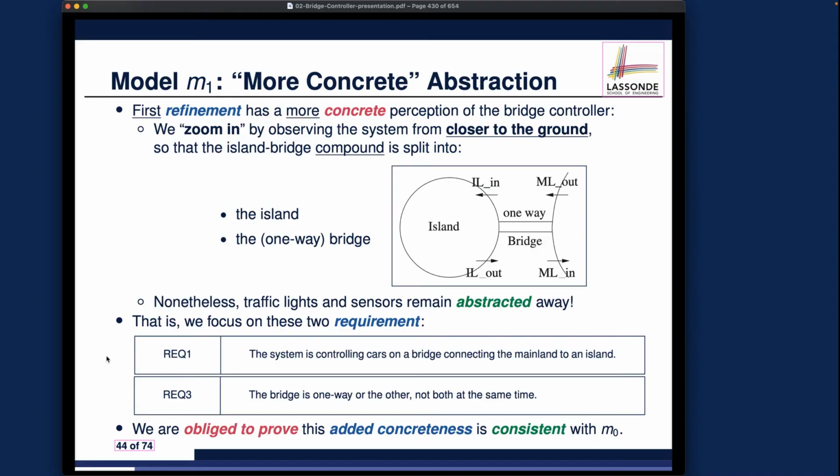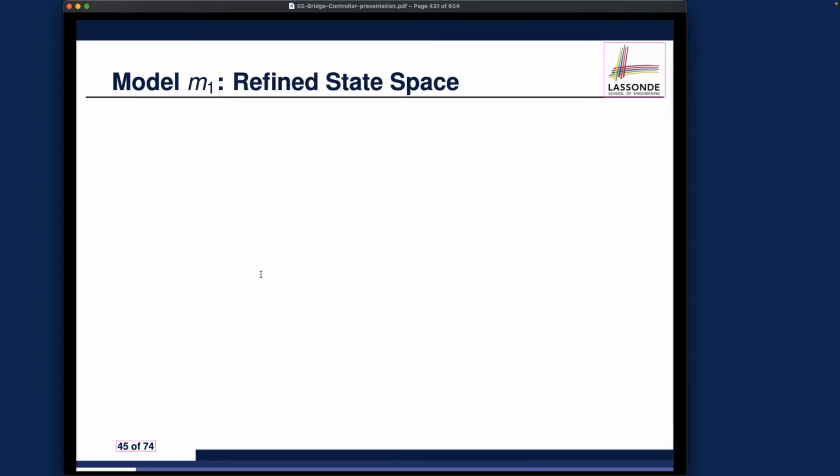Let me go back, and now we'll be ready to give you more details about exactly what the first refinement is like. So let's talk about the state space. Here I call that the refined state space, because the initial state space is only with the variable n, which is about the number of cars in the island-bridge compound. But now we're trying to refine the state space by introducing more variables. Typically, when you do refinements, you have to introduce more variables to address more phenomena.